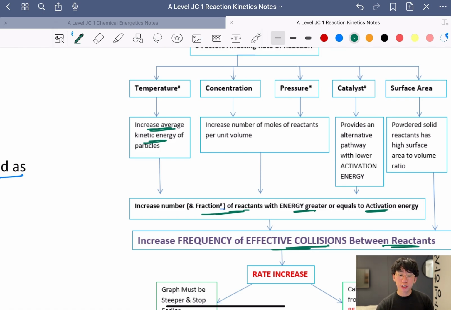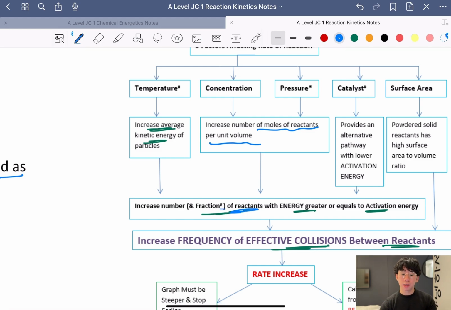Now we look at concentration and pressure. For pressure, it's only for gases. So for concentration and pressure, you are increasing the number of moles of reactants per unit volume. In that sense, you are increasing the chances of collisions itself. And therefore, the number and fraction of reactants with energy greater or equal to activation energy increase. Therefore, the frequency of effective collisions would increase.